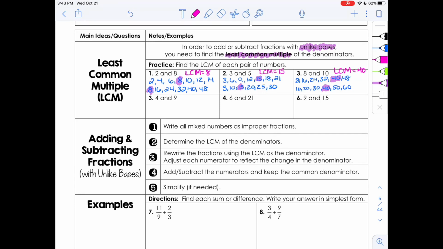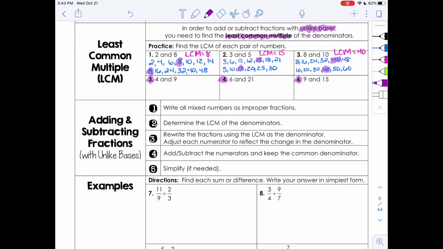Now finding our least common multiple comes in handy when we're adding and subtracting fractions with unlike bases. So this is a process that eventually you're going to want to be able to do with mental math. But for now, writing out those multiples is perfectly fine and a great way to show your work. Go ahead and highlight 3, 4, and 6.